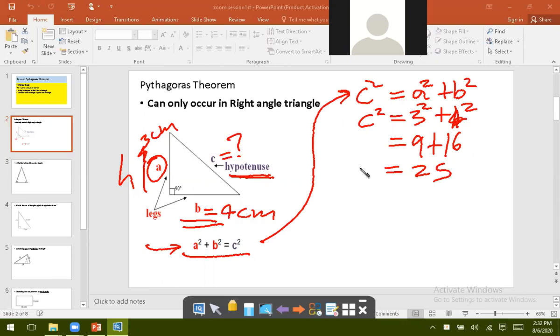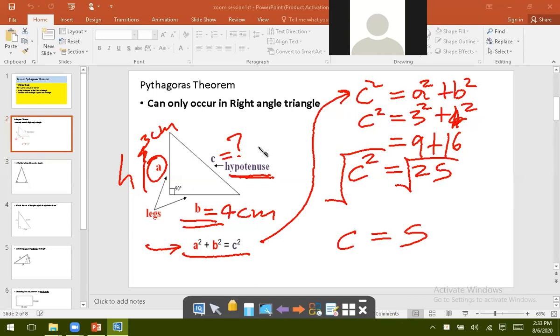So we want to find the value of c. Always remember that when we want to find the value of a letter, we take the inverse. The opposite of squared is square root. So you take the square root on both sides. What is the square root of 25? The square root of 25 is 5, so c equals 5. So at last your value for c is 5 cm here.